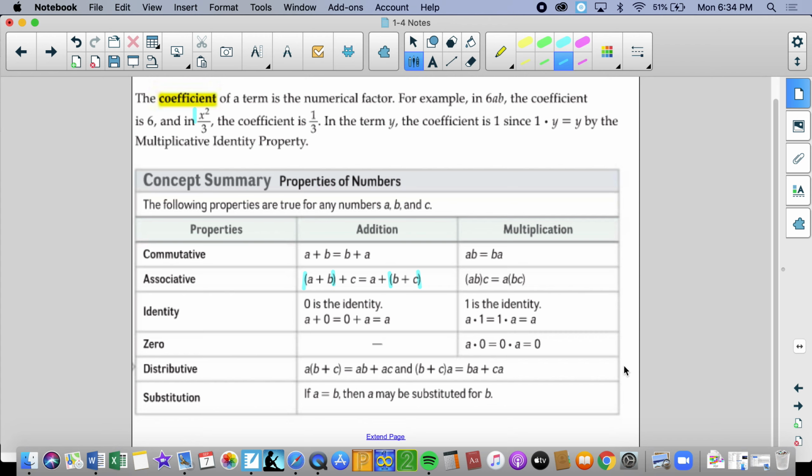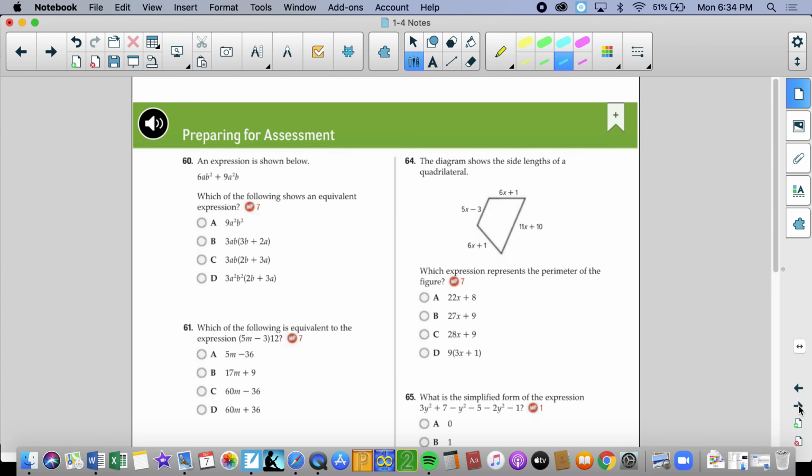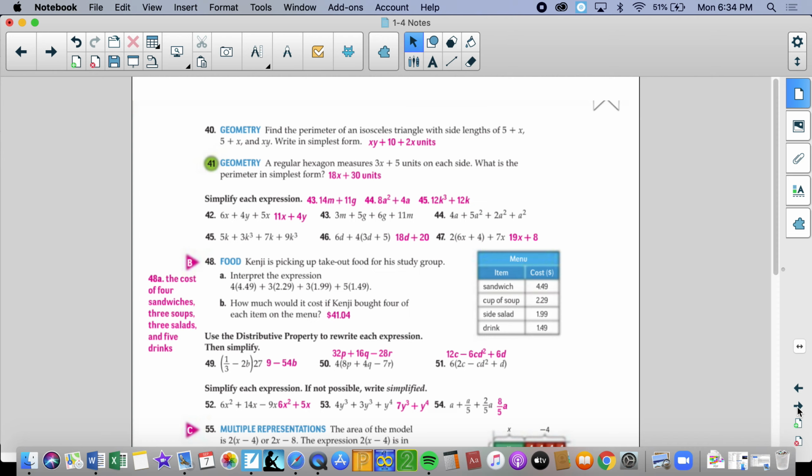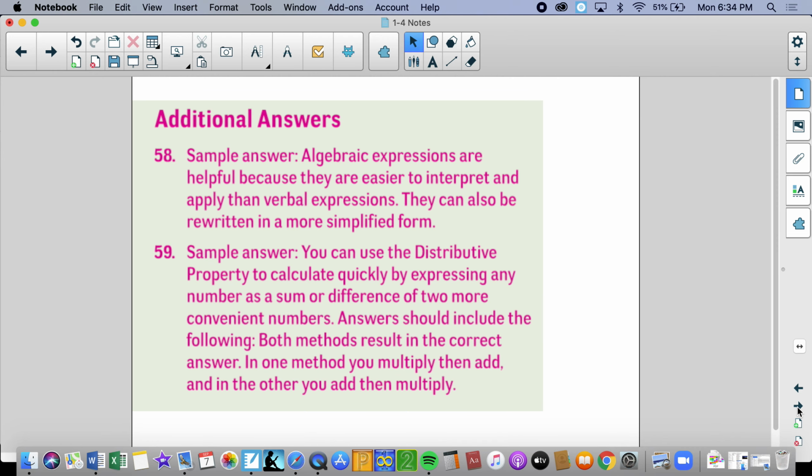And then the last two are the distributive property and the substitution property. Good? Good. All right. There's the preparing for assessment, and the answers for that. Here are homework problems and the answers to that, the additional problems. So please feel free to do those if you want more practice outside of the worksheet that I give you.